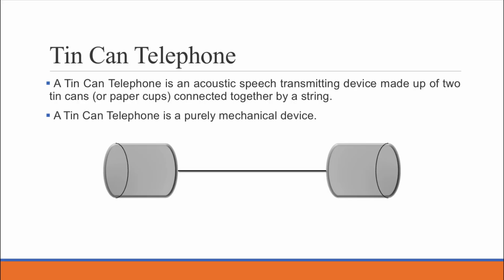So what is a tin can telephone? Well, a tin can telephone is an acoustic speech transmitting device made up of two tin cans or even paper cups connected together rigidly by a string.